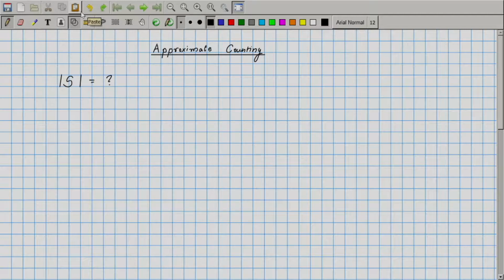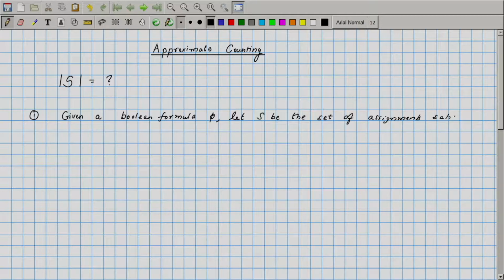Let us look at a couple of examples of such counting problems. One, given a Boolean formula phi, let S be the set of assignments satisfying phi. So, we need to count the number of satisfying assignments for a formula.